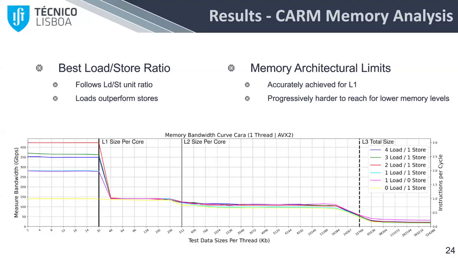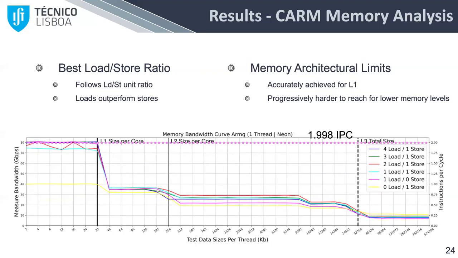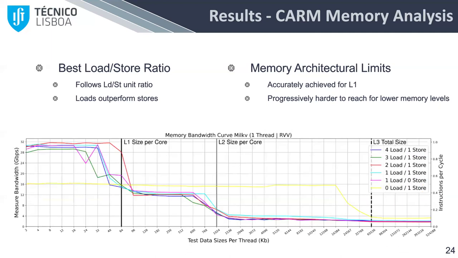So then in the CARM machine, we can reach those three instructions per cycle with the load store ratio that best matches the two load and one store units of the Zen 3 architecture. And then we can even confirm the presence of these exact number of units, since in the load-only test, we only reach two instructions per cycle, while in the store-only tests, we only reach one instruction per cycle. Then in the ARMQ machine, we also get to the expected two instructions per cycle, and we can also see that only one of the units is capable of performing stores, because we only reach one instruction per cycle in the store-only tests here. And then finally in Milk5, we reach the expected one instruction per cycle since we only have one unit here.